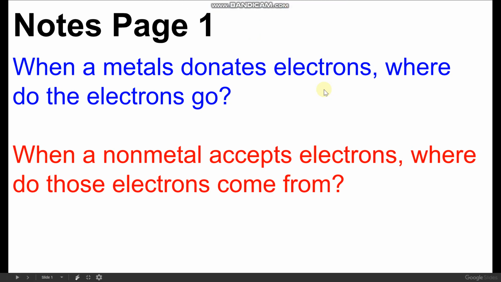Okay, folks, today we're going to be doing a lesson on how to write ionic formulas. So first we're just going to take some notes on metals and nonmetals and what happens with their electrons.